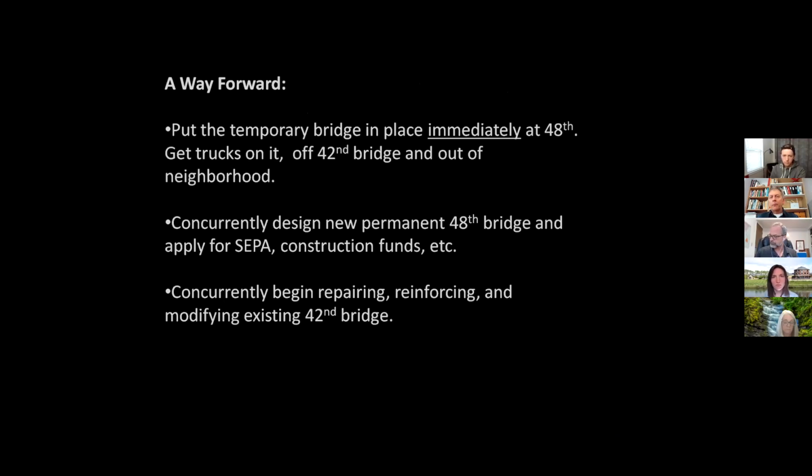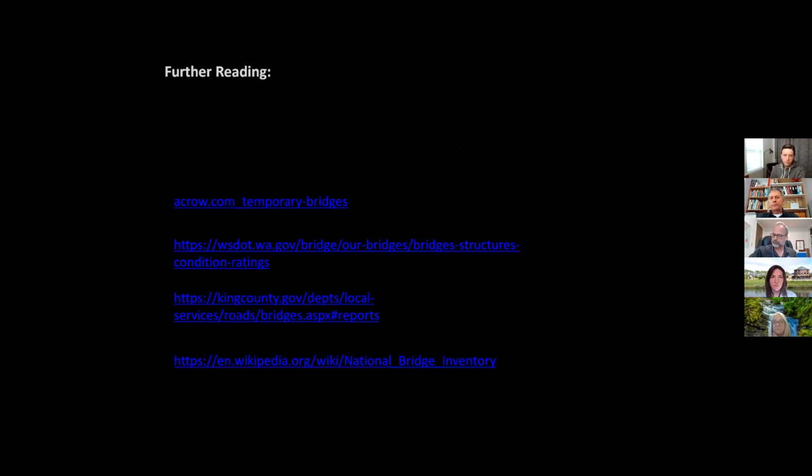So this is what we think the way forward should be. Again, putting in a temporary bridge immediately, getting the trucks on it and off of the 42nd Avenue Bridge to prevent further deterioration. And then at the same time, going through the SEPA process, designing the more permanent 48th Place Bridge, and securing funds, and then also doing something with the 42nd Bridge, either replacing it or repairing it, preferably repairing it and reinforcing it. That's all I have as far as the PowerPoint.